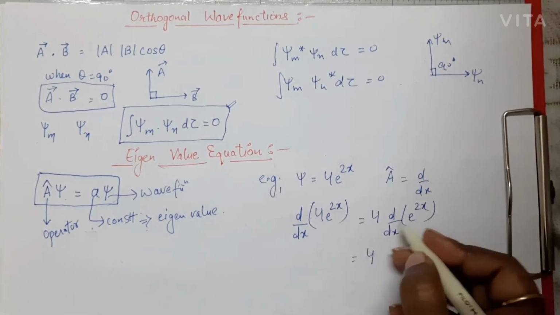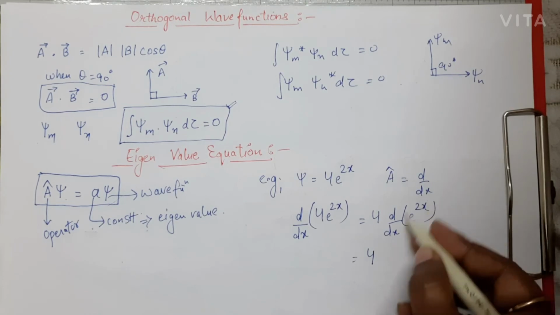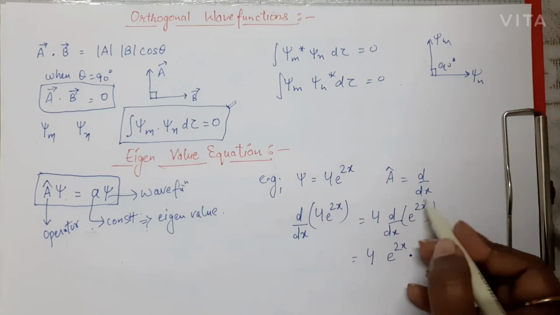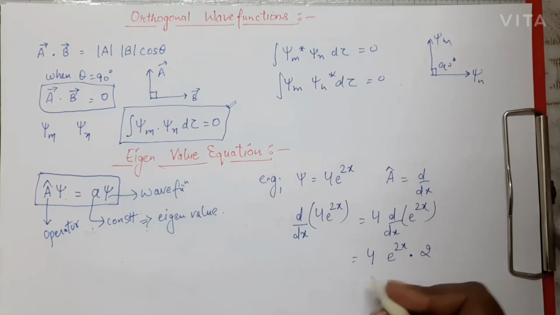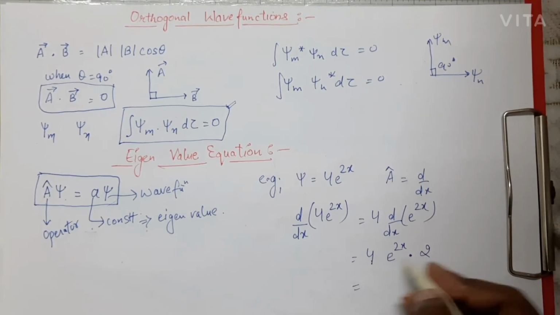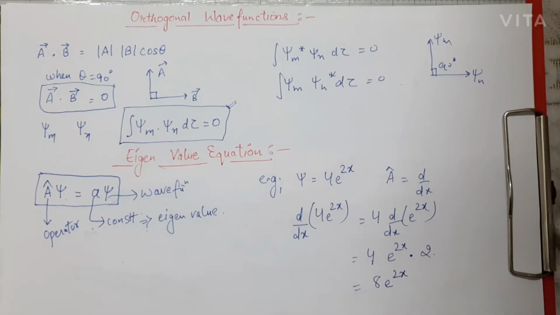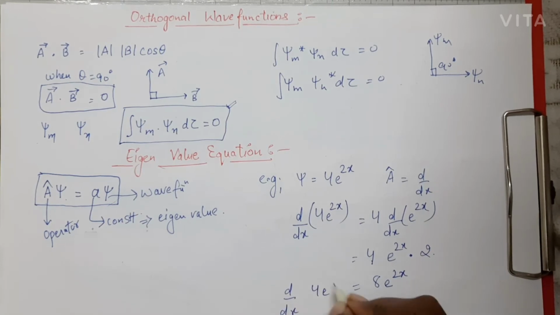So 4, d by dx of e to the power 2x. It will be e to the power 2x multiplied by differentiation of 2x, that is 2. So overall you will get 4 into 2, 8 e to the power 2x on solving. So when you have solved d by dx of 4 e to the power 2x, what you have got? 8 e to the power 2x.